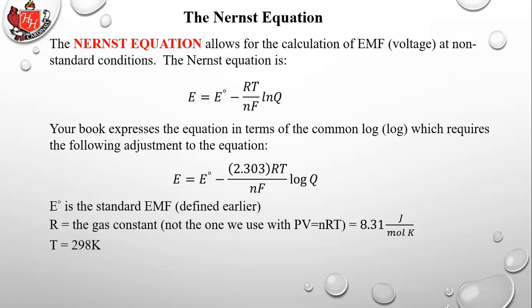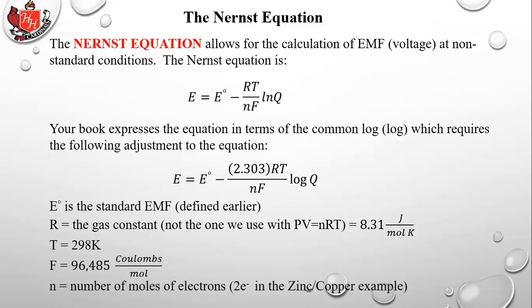Okay, the temperature, now even though we said we're not going to deal in standard conditions, they're still going to keep the temperature at 298, which is 25 degrees, pretty much standard temperature. What we're going to change is the concentrations here. Okay, there's Faraday's constant, and n is the number of moles. So again, in our example of zinc and copper, it's those 2 electrons or 2 moles of electrons that are being passed over.